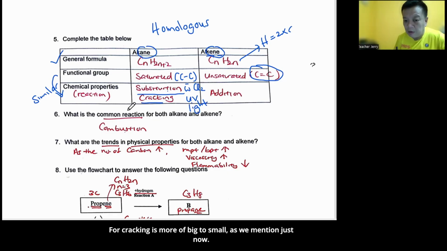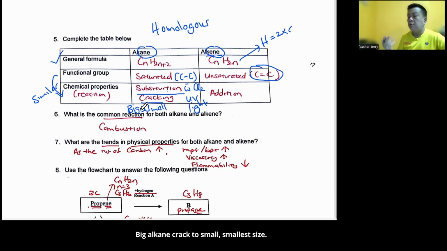For cracking, it is more of big to small. We mentioned it just now. Big alkane cracks to smaller size. Only alkane can go through this.